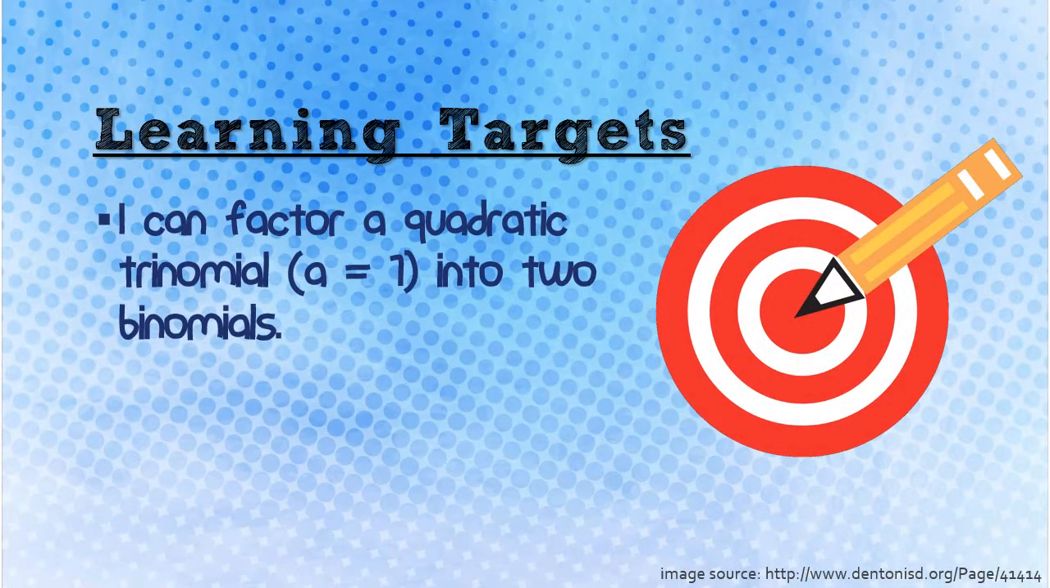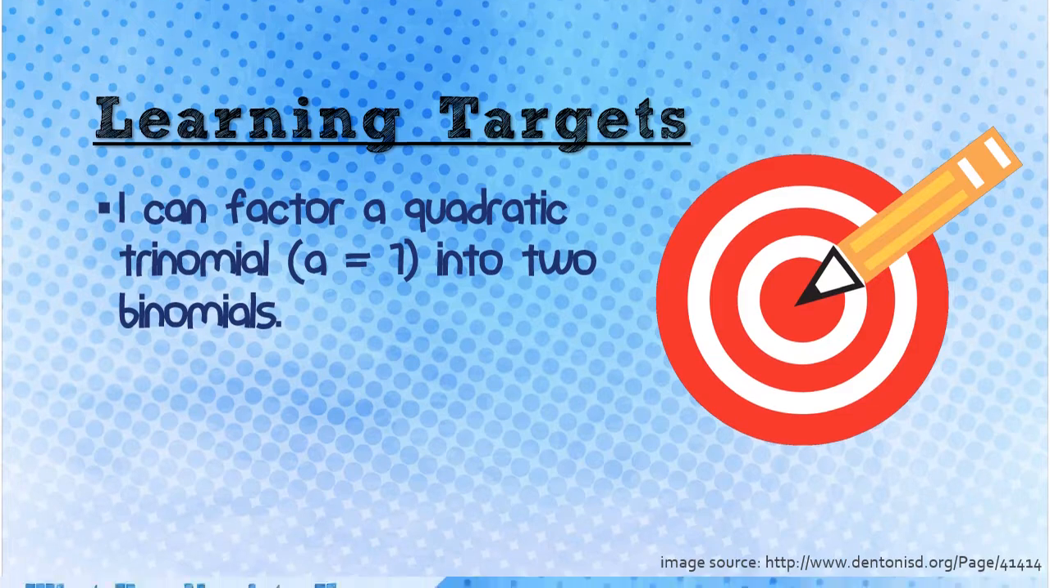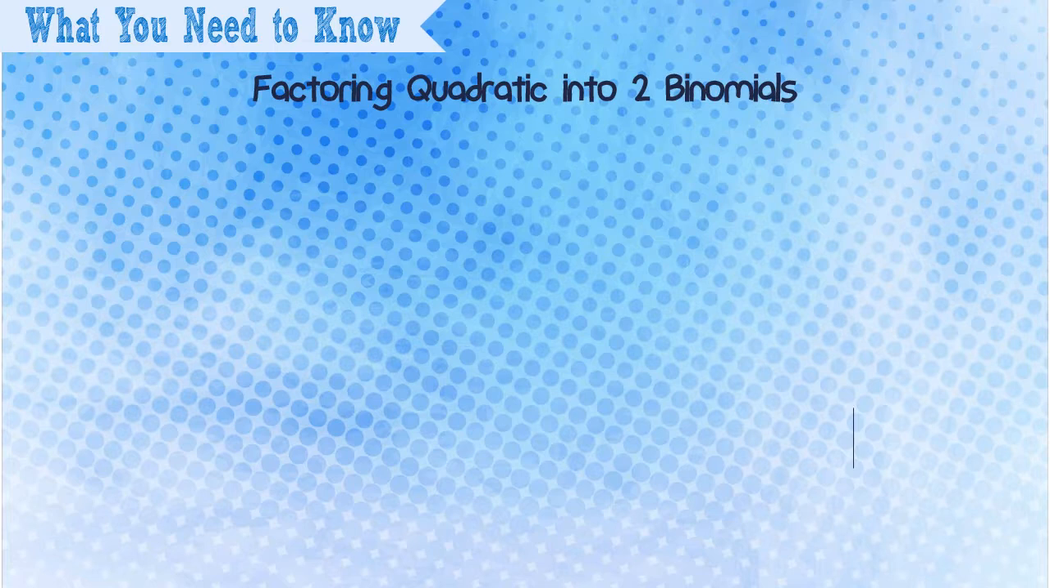We're going to take a look at the learning target. I can factor a quadratic trinomial where a is equal to 1 into two binomials. So what you need to know, when we want to factor a quadratic into two binomials, we can follow a set of steps or a procedure.